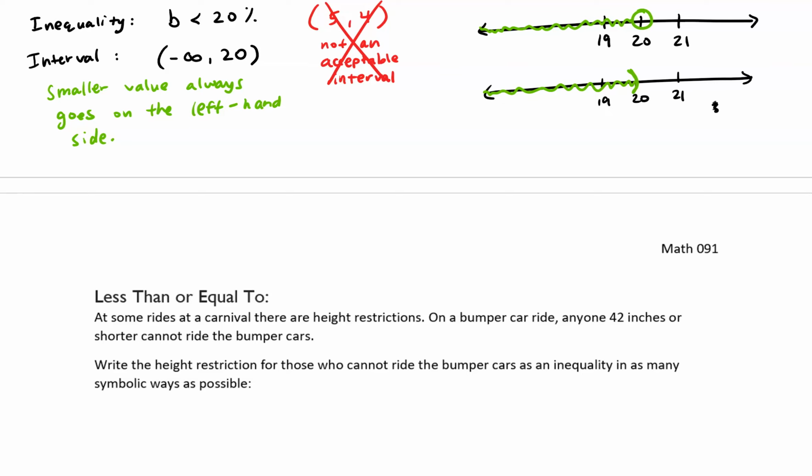At some rides at a carnival, there are height restrictions. On a bumper car ride, anyone 42 inches or shorter cannot ride the bumper cars. Write the height restriction for those who cannot ride the bumper cars as an inequality in as many symbolic ways as possible. So let's set up a variable. Let's say h is equal to the height of the rider.